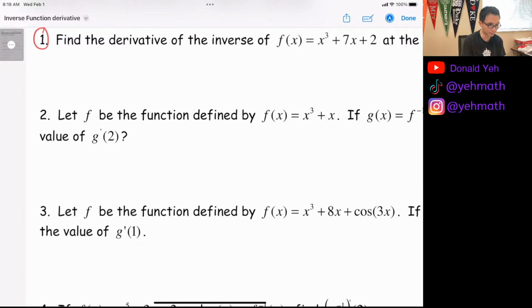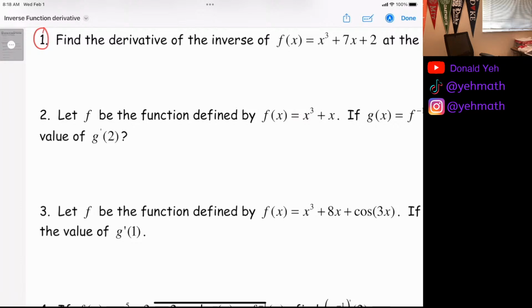Okay, number 3. Good questions. G is the inverse of x. G is the inverse of x, so g prime of 1, so we can find out what 3 is.